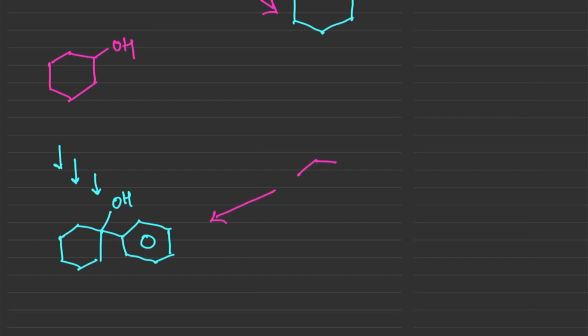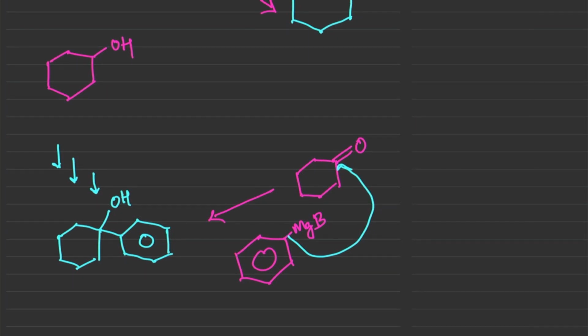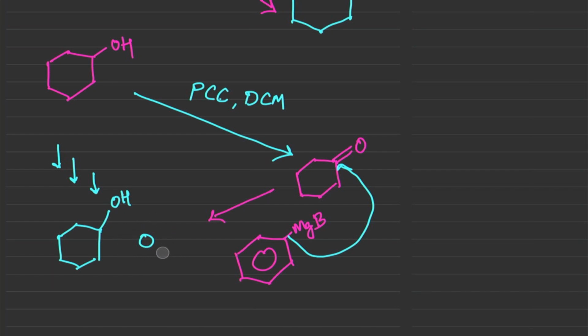If I had somehow a ketone here, and then I treat this with phenyl MgBr, so this is a phenyl group, then this would come and attack here. That's it. And then how can we convert this from here? Well, we have already done this, so we could use PCC and DCM. So this portion here is basically a phenyl group.